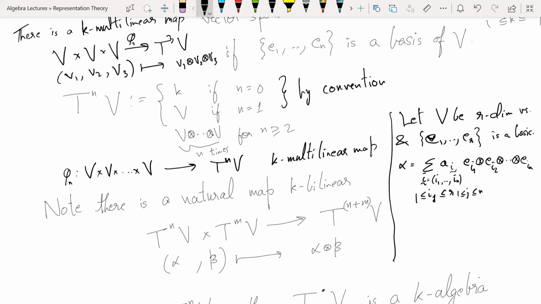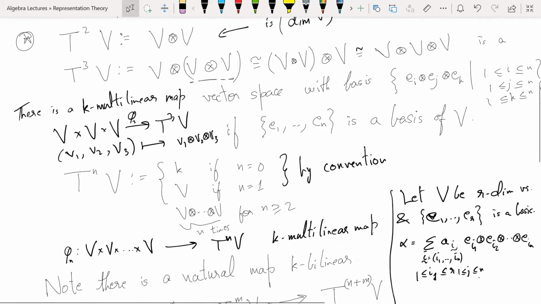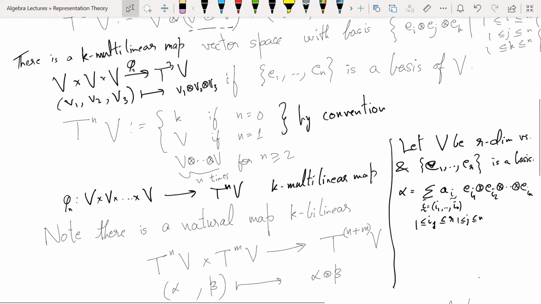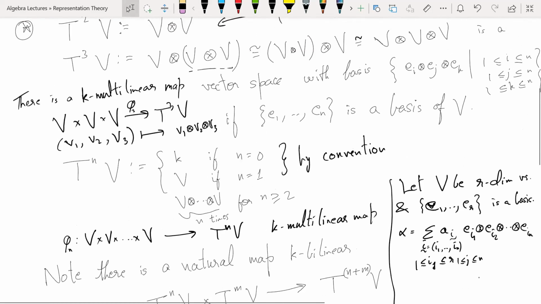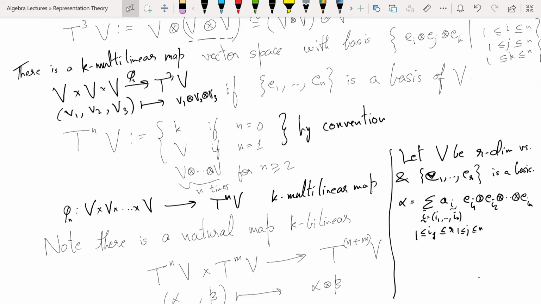So we know that the basis looks like these: e_i, e_j, e_k. For three terms, it's e_i, e_j, e_k, and i, j, k are between 1 and n. So for T^n V, by this analogy, it will look like e_{i1} tensor e_{i2} up to e_{in}, and this collection will be a basis. So every alpha you can write it like this.